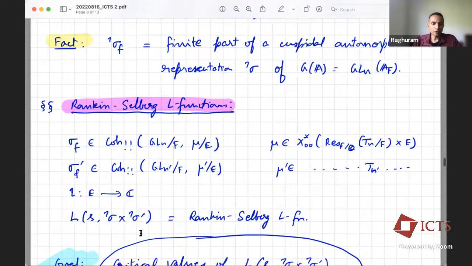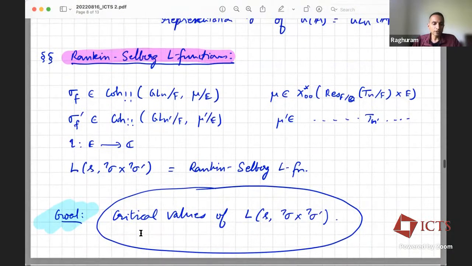I look at this Rankin-Selberg L function, and the goal is to understand the critical values of such an L function for a pair of GLs over this totally imaginary field. So this was, I know, a somewhat longish passage just to build my notations. Maybe I'll just pause for a second. If anyone has any questions, please ask me.